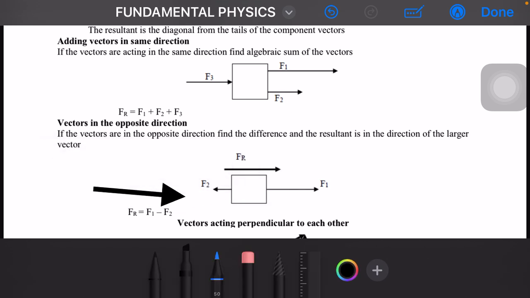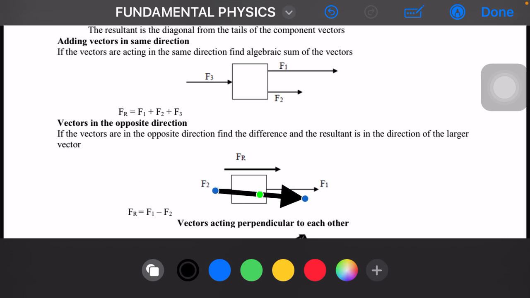That will be your resultant vector, and the direction will be on the side where the vector is larger. Obviously, just by looking at the arrows, you will be able to see that this one is bigger than this one. So hence, the object will move in this direction. Hope it's clear there.